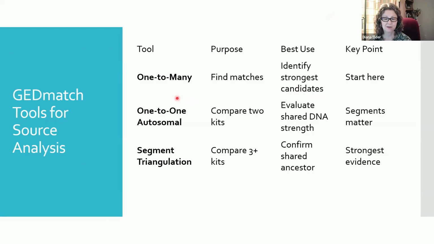Because in GEDmatch, you have kit numbers and you can work with those kit numbers as if you're looking at their results, just like in Ancestry, where we want to have people share their DNA with us so we can look at their matches just like they were ours. That's what GEDmatch does for us. With the kit number, we get to see all of their matches, at least on GEDmatch.